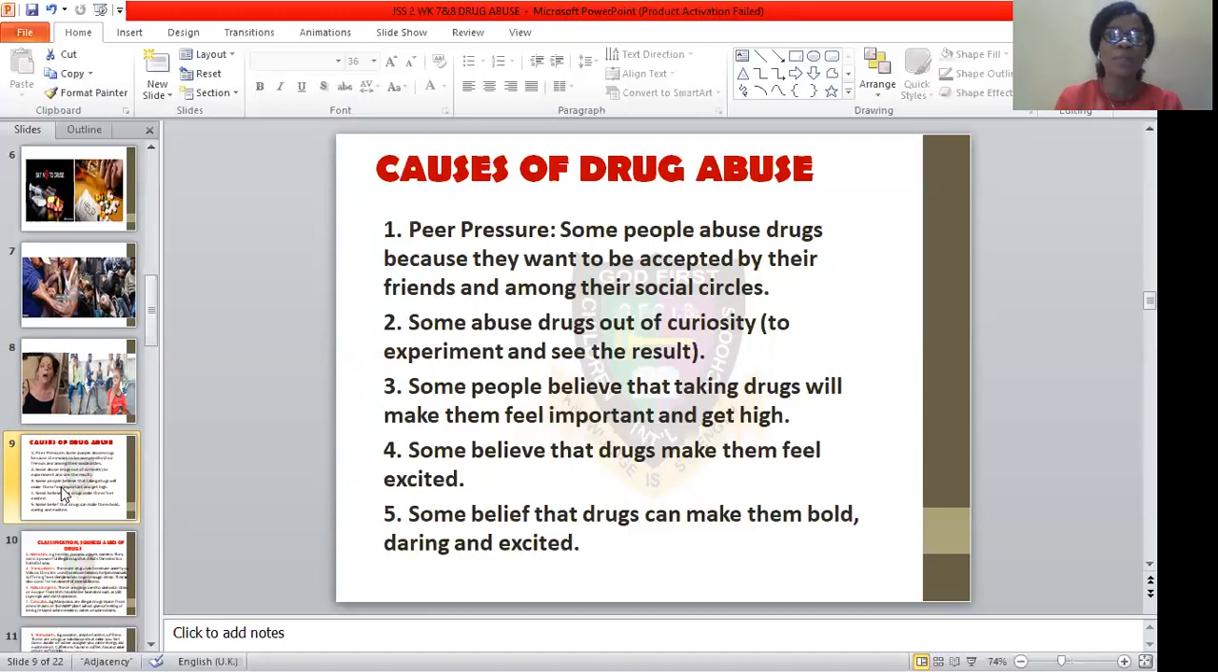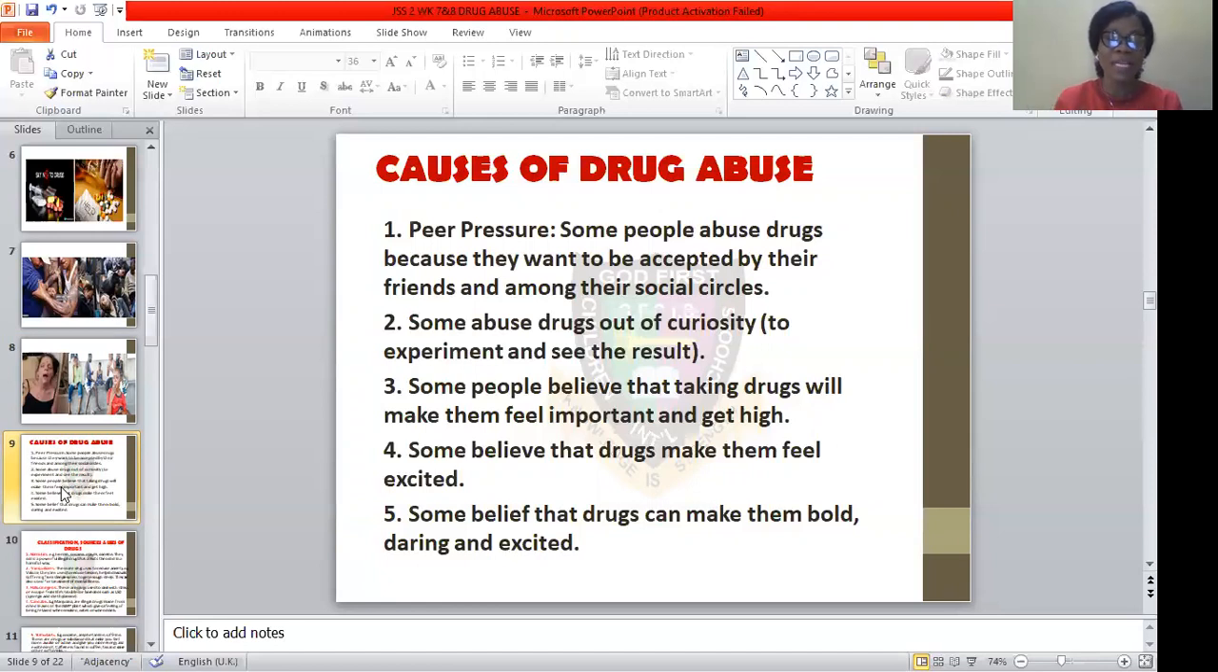Thirdly, some people believe that taking drugs will make them feel important and they'll be high. Taking drugs, I will tell you, will make you feel less important, and you can only be high when you take it, but it will take you nowhere. Most of the time, it has landed people into troubles they cannot comprehend, troubles they cannot manage.